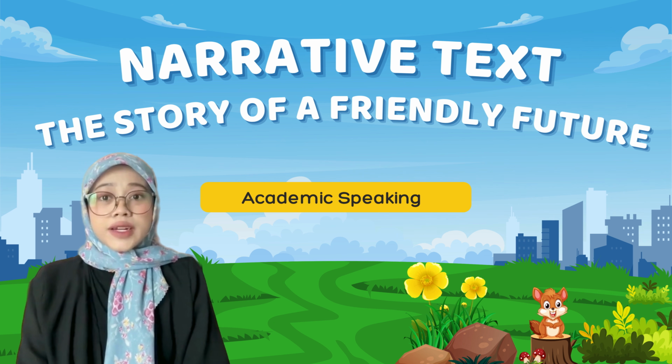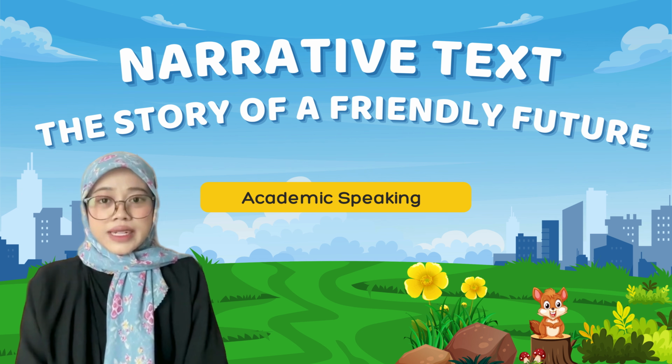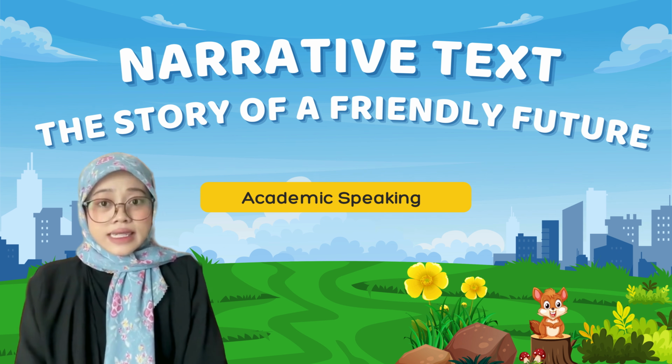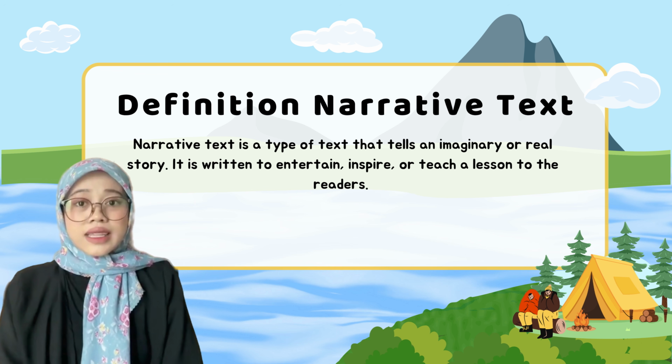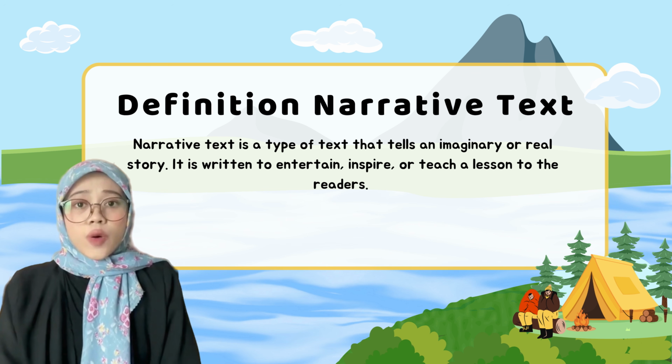Today, we are going to learn about narrative text with the title The Story of a Friendly Future. You will practice reading a narrative story. Let's begin by remembering what the definition of narrative text is. Narrative text is a type of text that tells an imaginary or real story. It is written to entertain, inspire, or teach a lesson to the reader.